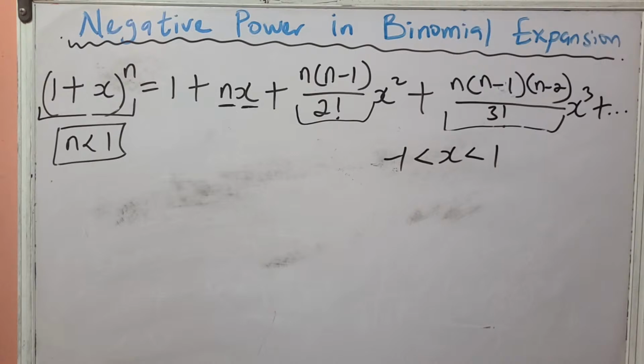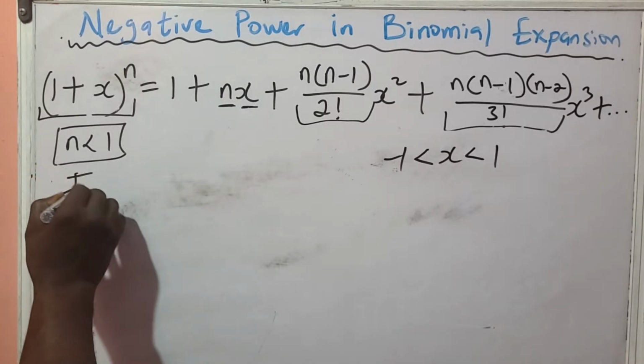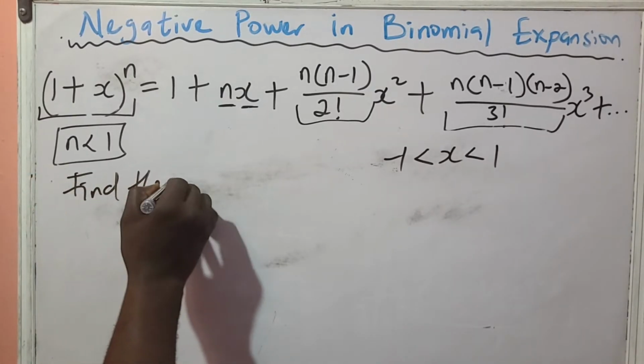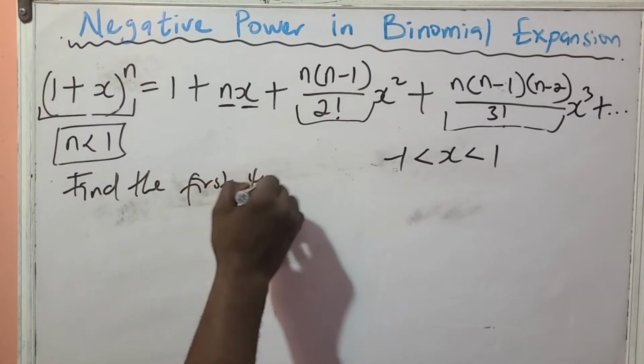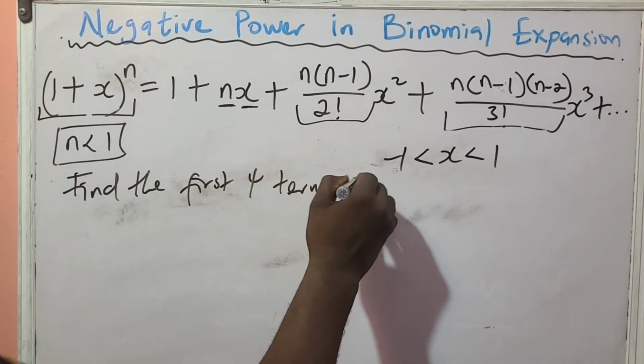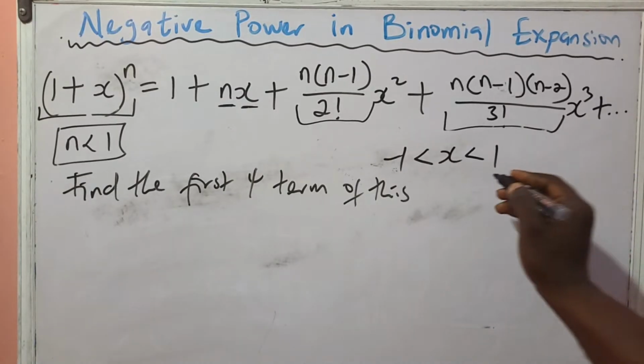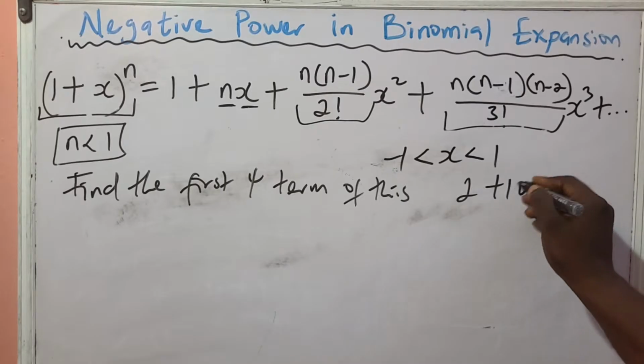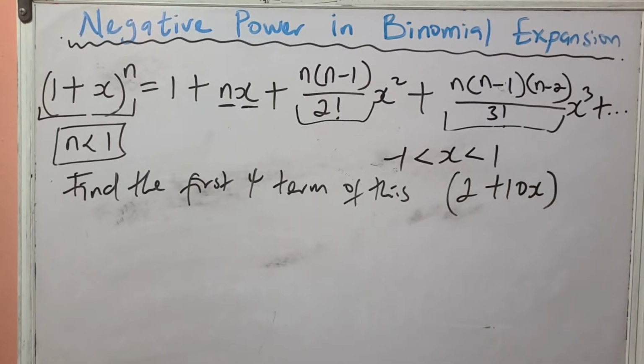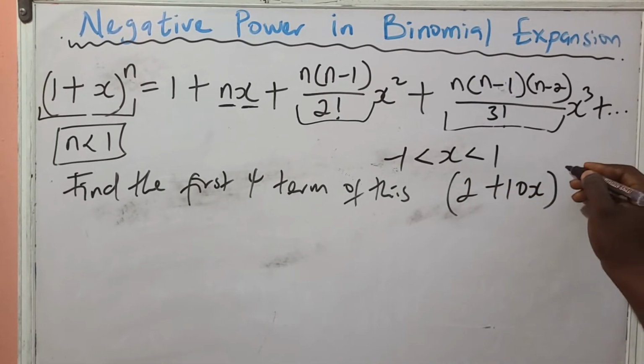All right. The very first question is this. We're told to find the first four terms of this. Let me write the expression here now. We have 2 plus 10x raised to the power of minus 2.